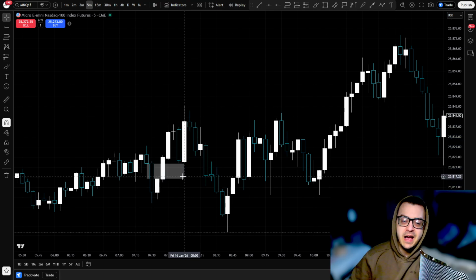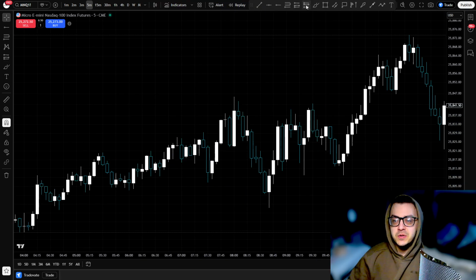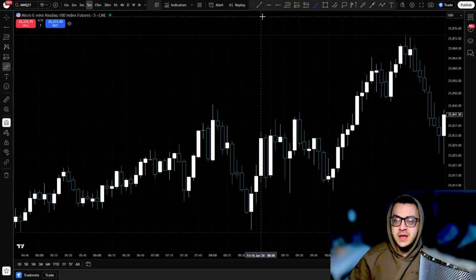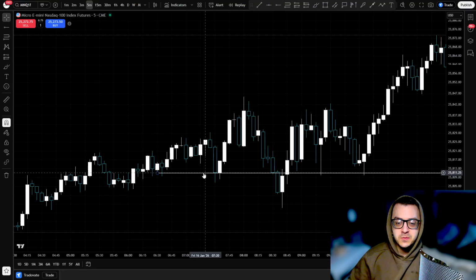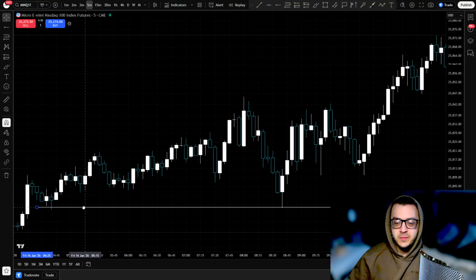And then instantly straight after here, we've got another one which looks potentially even better, where you've got a really obvious area of liquidity. All these lows here getting swept out, as you can see. Did we sweep this low?